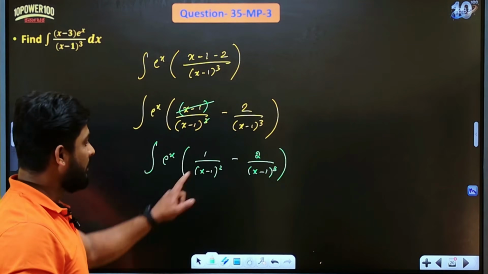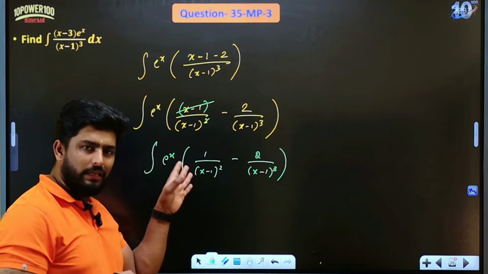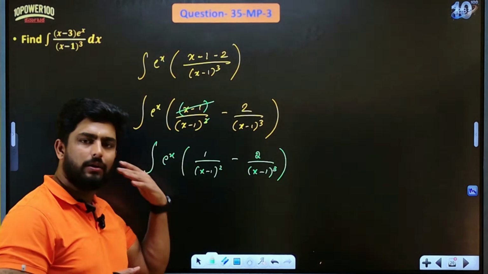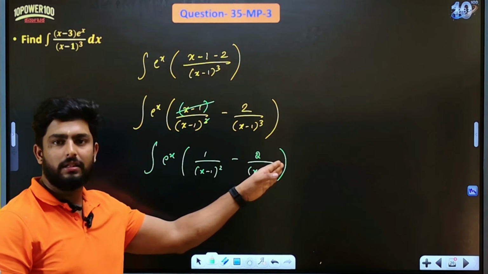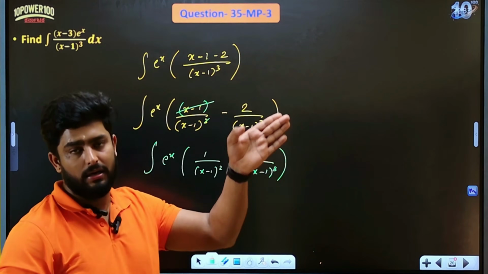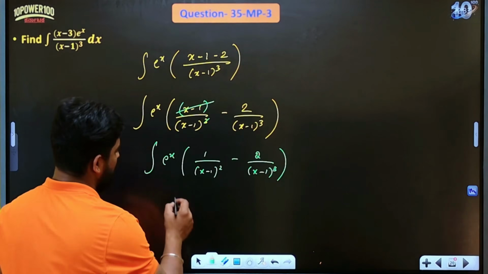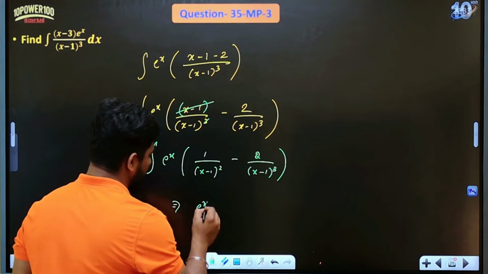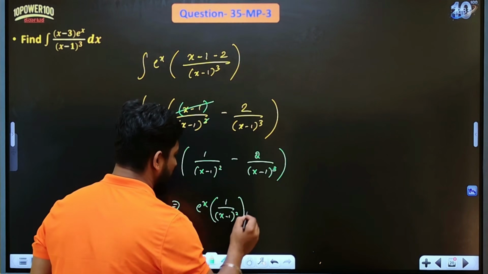In fact, do you know what? This is f of x, and this is f dash of x. You should know differentiation, but in this case, even if you don't know, it's fine. This is our f of x. If we differentiate this, this comes, okay? The differentiation of 1 by x to the power n is minus n divided by x to the power n plus 1. So with that we can see that the answer is e to the power x of 1 by x minus 1 the whole square plus c.